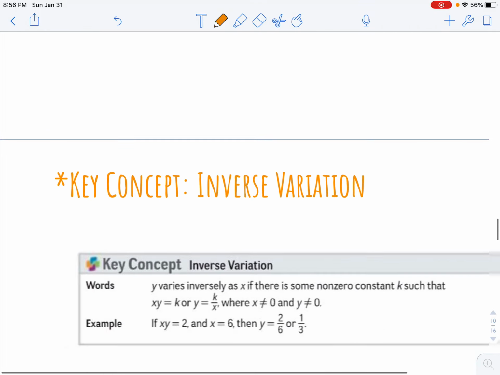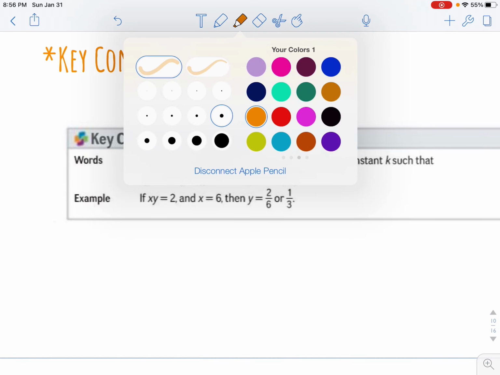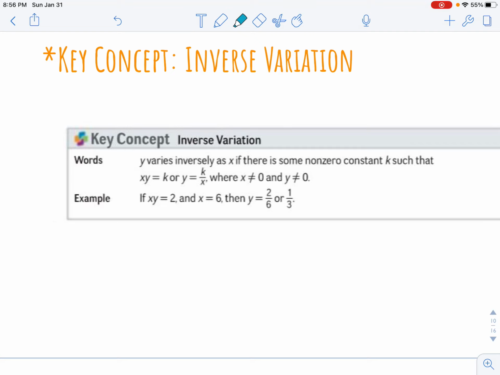All right, our next key concept is inverse variation, and this says that y varies inversely as x if there is some non-zero constant k such that xy equals k or y equals k over x. So for example, if xy equals 2 and x equals 6, then y would equal 2 over 6 or 1/3.